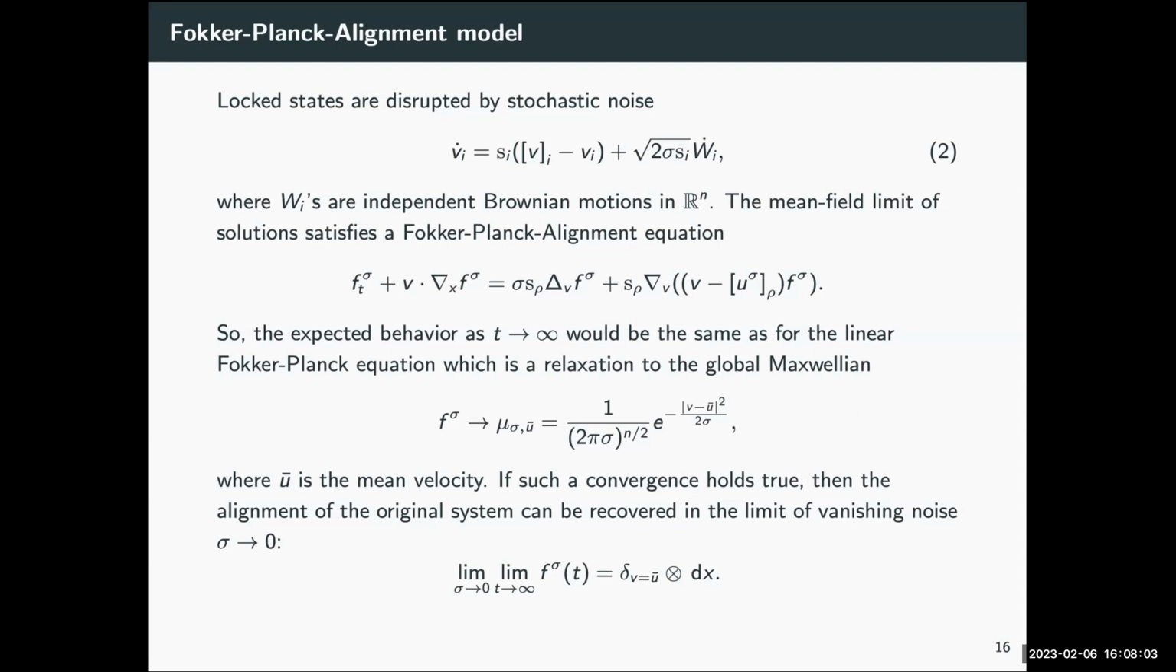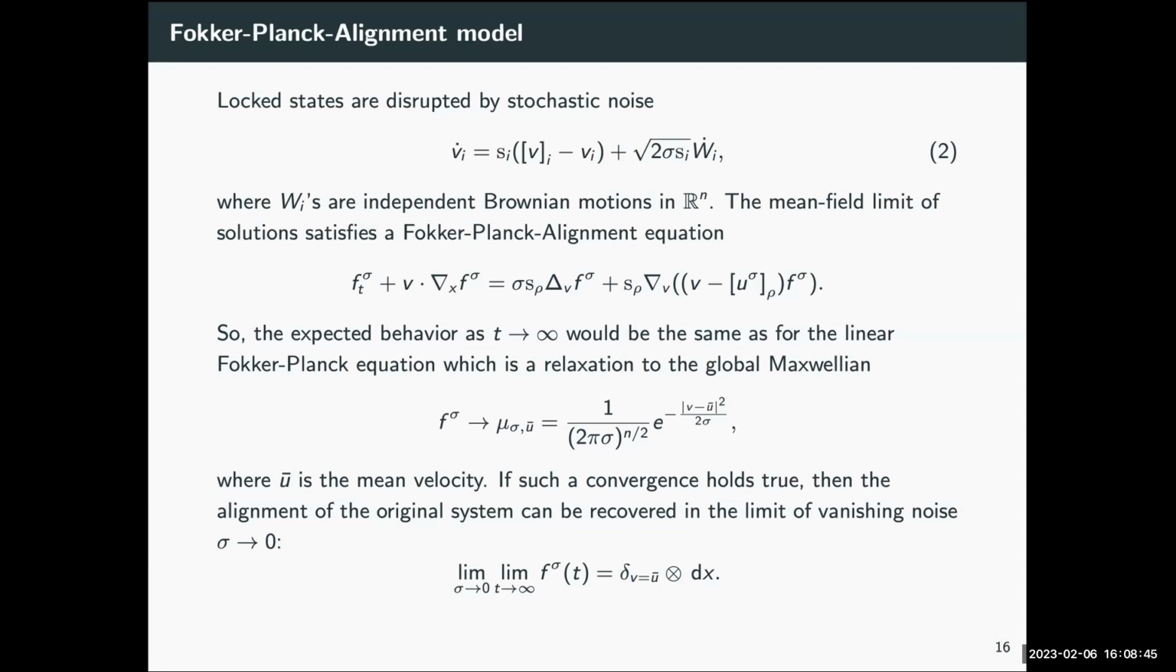Now we would like to study the limit as time goes to infinity of the distribution F sigma if we start with arbitrary initial data. That's the typical global relaxation question. If we are successful at establishing this, then in the vanishing noise limit, I wanted to say vanishing viscosity, but it's very similar, you will recover your perfectly aligned state, because the Maxwellian would converge to a Dirac concentrated at the momentum.